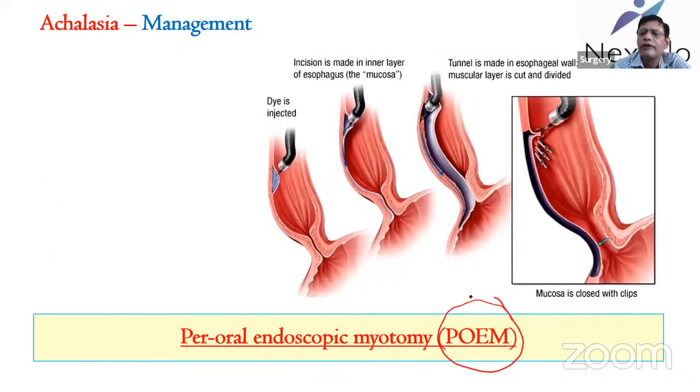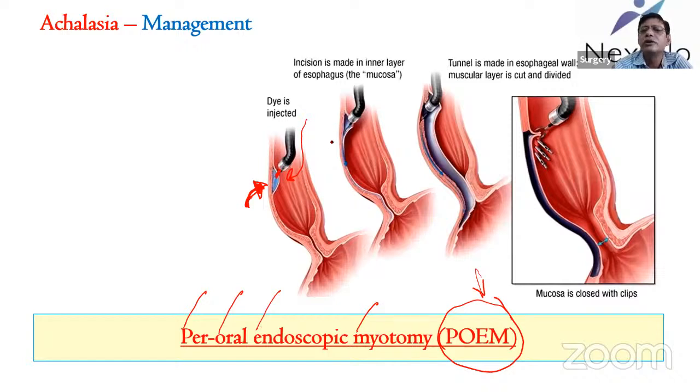This POEM stands for per oral endoscopic myotomy. Okay. POEM, per oral endoscopic myotomy. In this, what we do is that the endoscope is inserted over here. A dye is injected in this area, making an incision in the mucosa. An incision is done over here in the mucosa, and ultimately a dye is injected.